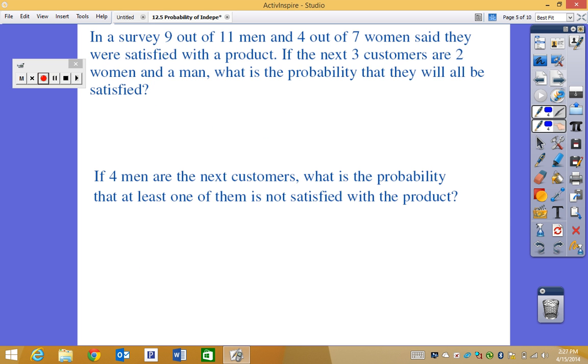In the next example, in a survey, 9 out of 11 men and 4 out of 7 women said that they were satisfied with a product. If the next 3 customers are 2 women and 1 man, what is the probability that all of them will be satisfied? Well, let's start with the 2 women. The probability that they're satisfied is 4 out of 7. So the next 2 women coming in would each have their own probability of 4 out of 7 because they can each make up their own mind. They're independent, they make their own choice. Then we have the probability of 1 man being satisfied. That's going to be 9 out of 11.